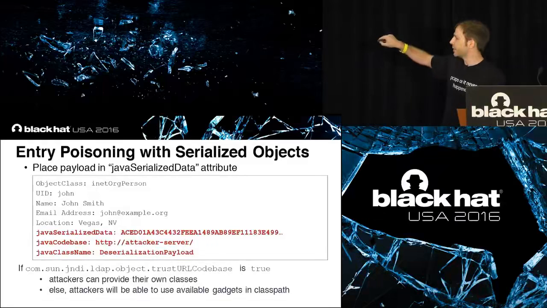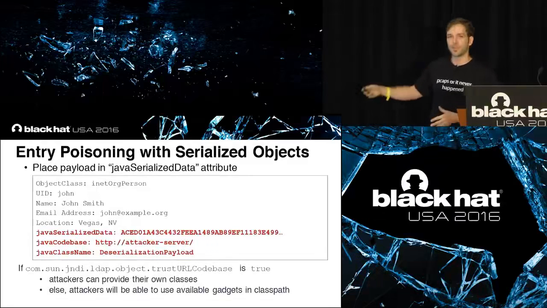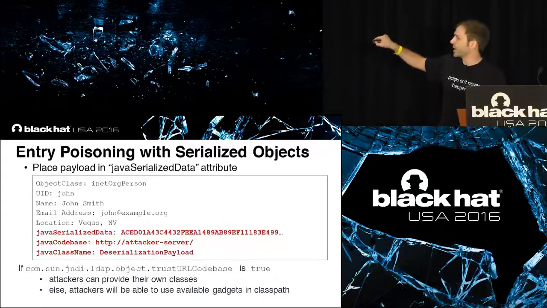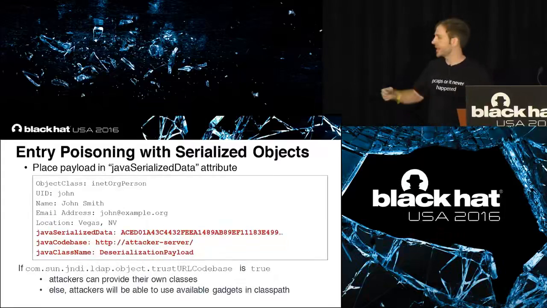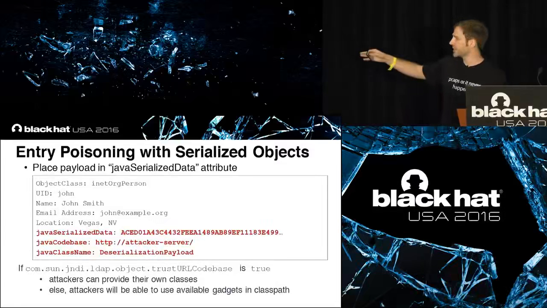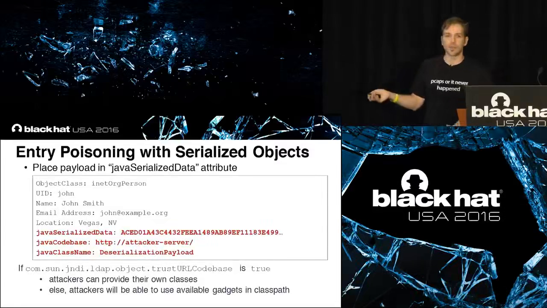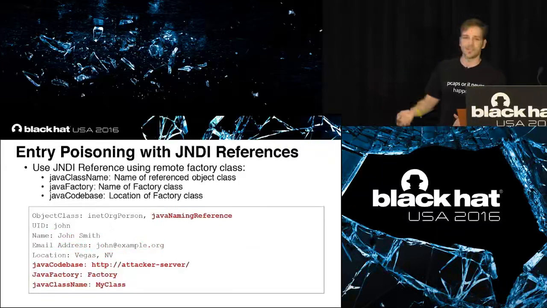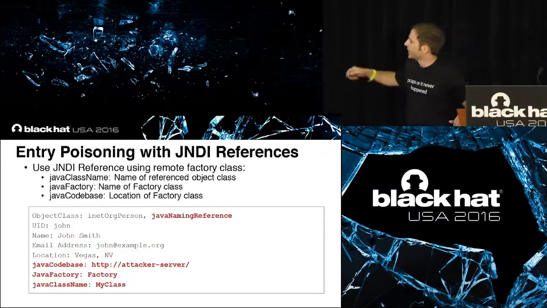And then if this trust URL code base property is enabled in the JVM, that is not normal because it's disabled by default, the attacker will be able to provide his own classes for the deserialization attack, basically located in this Java code base. If this is not enabled, then the attacker can actually proceed with a regular Java deserialization attack using gadgets from the local class path. But normally attackers won't use this attack vector because using JNDI references is much simpler.